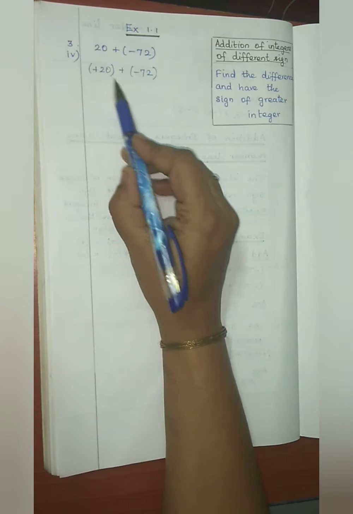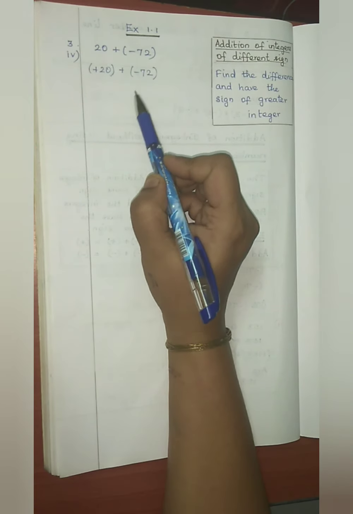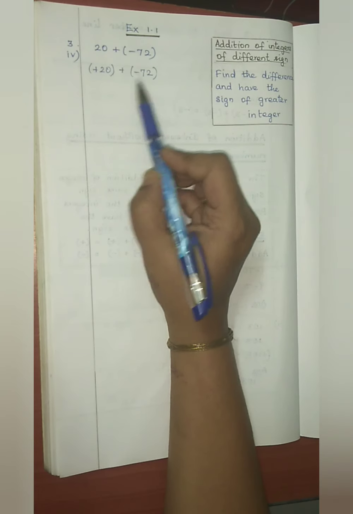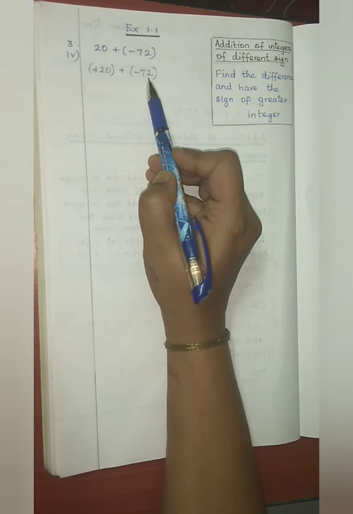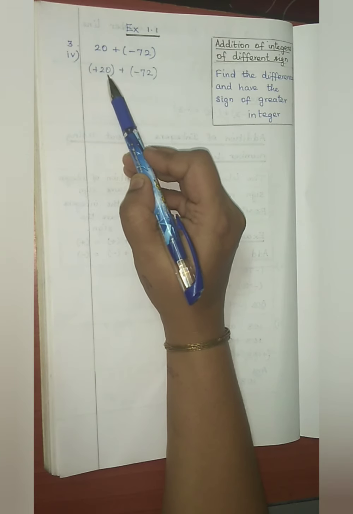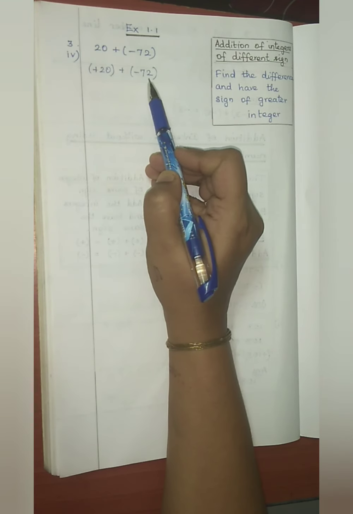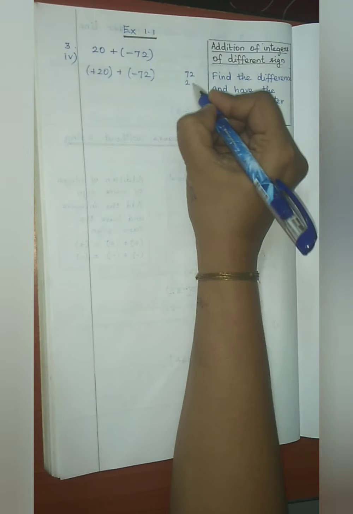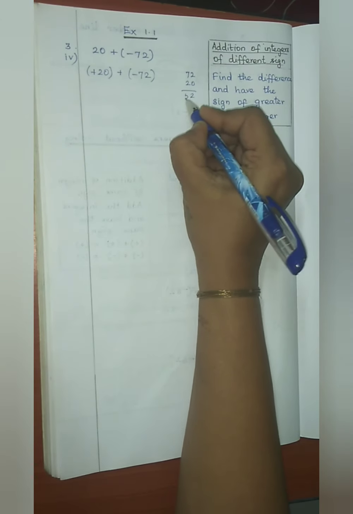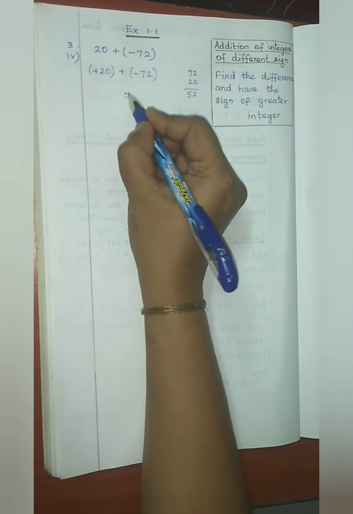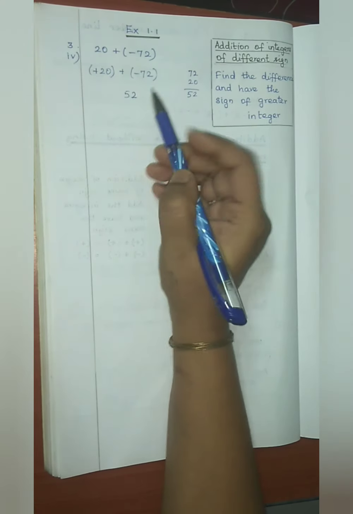So, to add these two, subtract the smaller integer from the greater integer. Which is smaller, 20 or 72? 20 is smaller, isn't it? So, subtract 20 from 72. What will you get when you subtract 20 from 72? 52, isn't it? So, write 52.